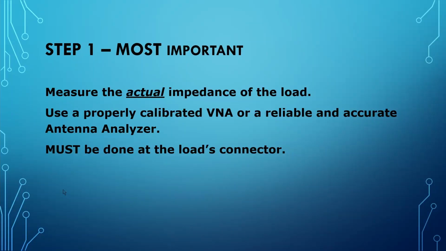The first and most important step in this process is knowing the actual impedance of the load. Now, the best way to do this is to measure it with a properly calibrated VNA, or a reliable and accurate antenna analyzer. Now, don't forget, it must be done right at the load's connector. Any distance at all away from the connector, whether it be a piece of coax or an adapter or any other such thing, will affect the measured impedance.